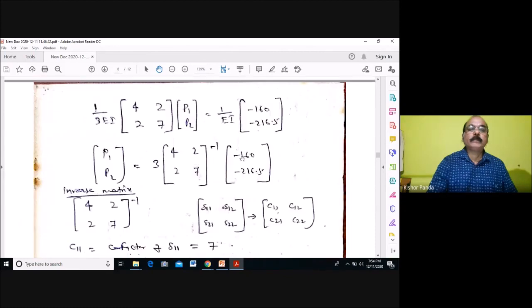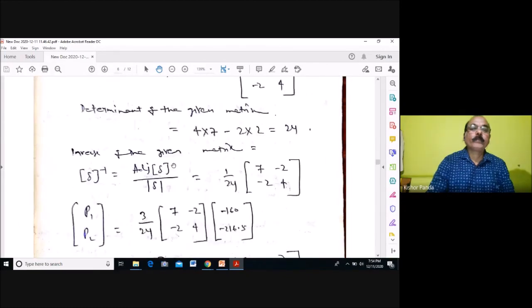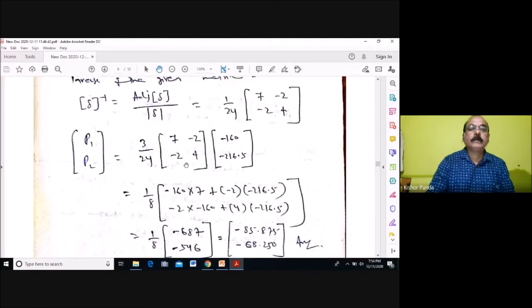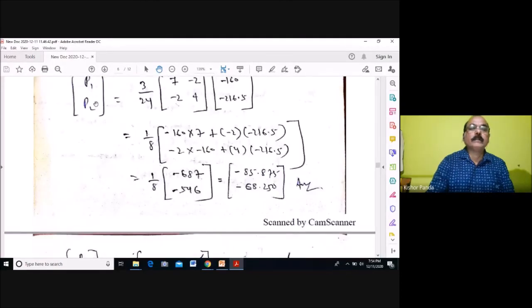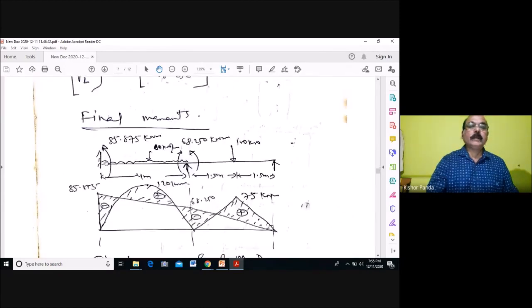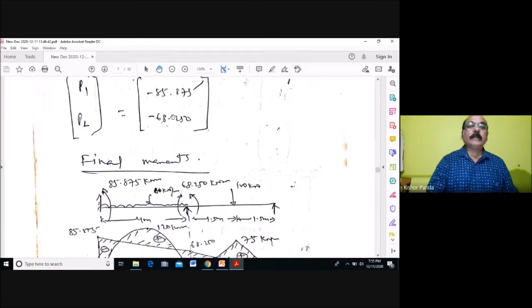So after simplifying this matrix, this is the simplification of the inverse matrix, then you find the redundant forces P1 and P2. So this is your final P1 and P2 value. P1 is the moment at A and P2 is the moment at B. MA is equal to P1 and MB is equal to P2. This is MA, 85.87, negative meaning anti-clockwise direction, and P2 is 68.250.